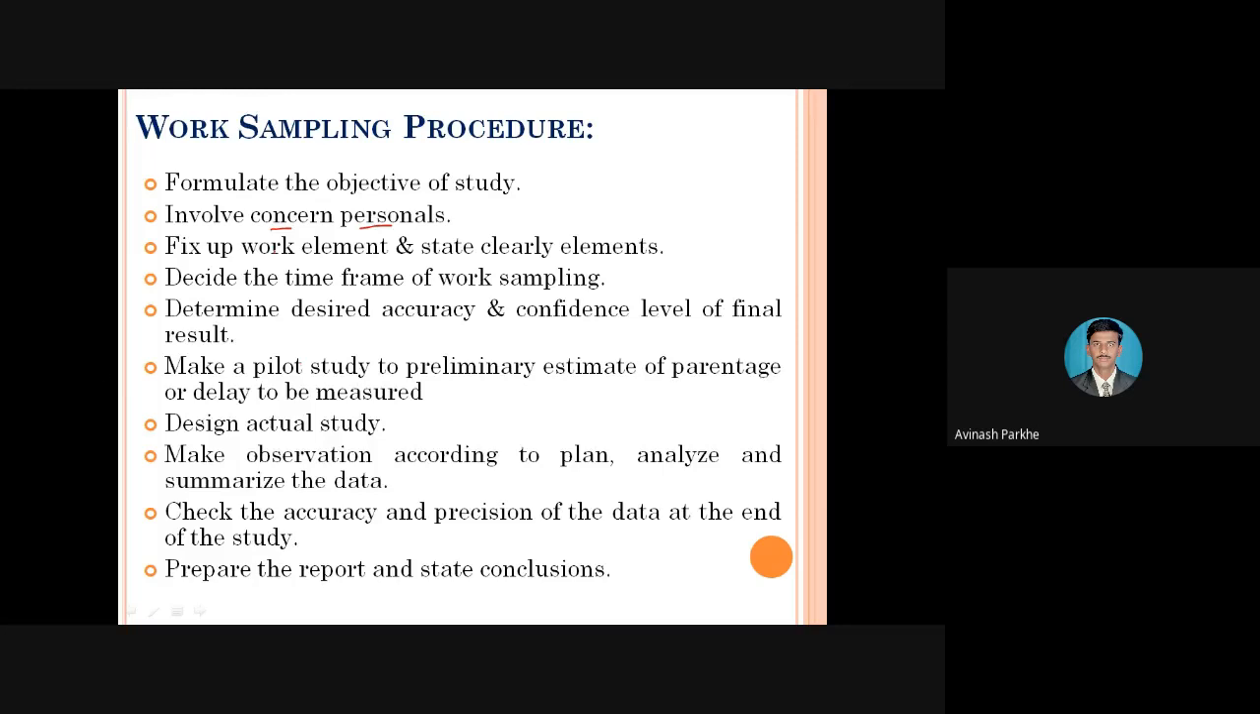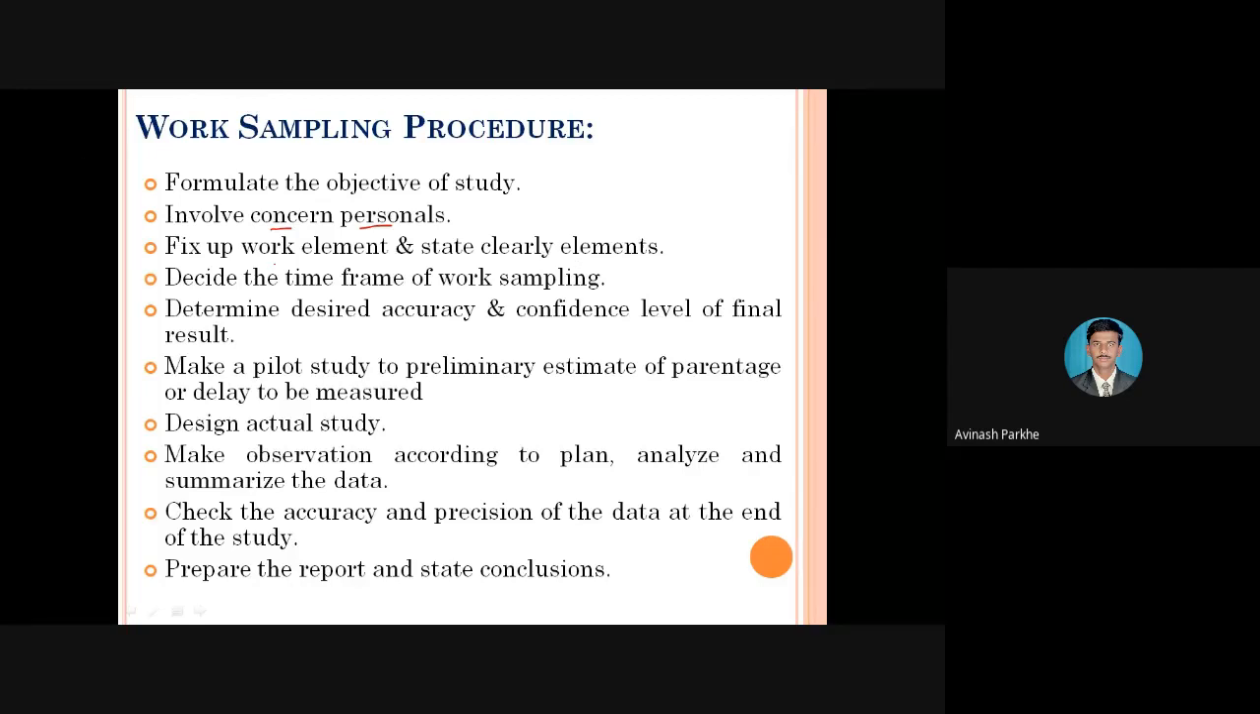Then third, fix up the work element and state clearly the elements. Fix up the work elements. So whatever the number of elements are there, that means one task we are performing. In that particular task, so many elements are there. So work element number 1, element number 2, element number 3, element number 4. That means number of observations. So first task is completed, then you have to work on the second task. If the second is completed, then you have to move to the third, fourth, like that.